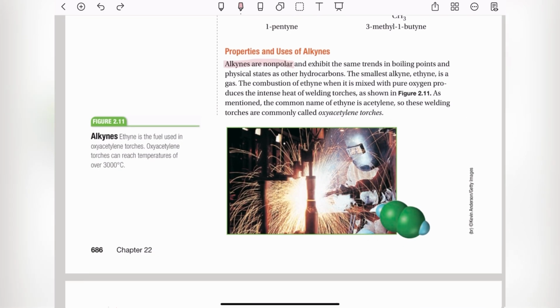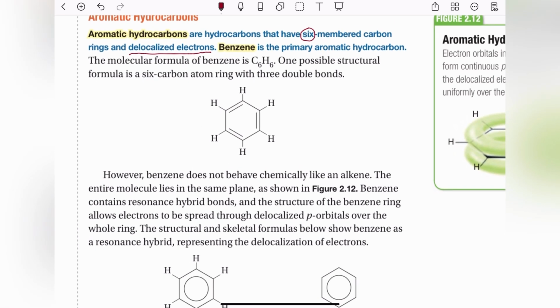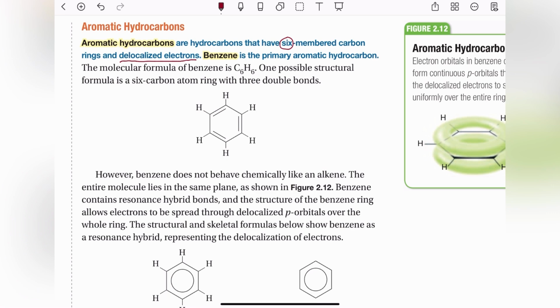So we're done with alkynes, and there's one last type of hydrocarbon that we'll look at, and it's the aromatic hydrocarbons. They are hydrocarbons that have 6-membered carbon rings and delocalized electrons. Benzene is the primary aromatic hydrocarbon. The molecular formula of benzene is C6H6. One possible structural formula is a 6-carbon atom ring with 3 double bonds. Okay, so here we have the basic structure of benzene.